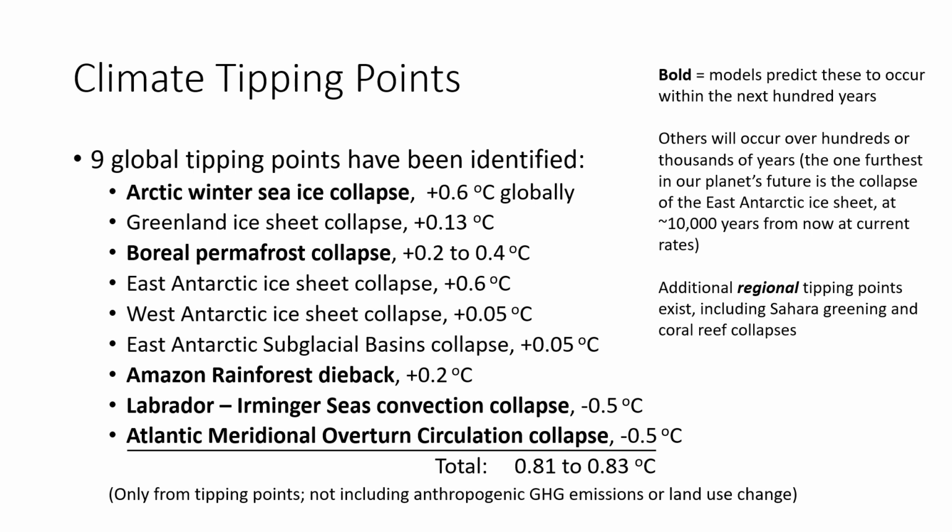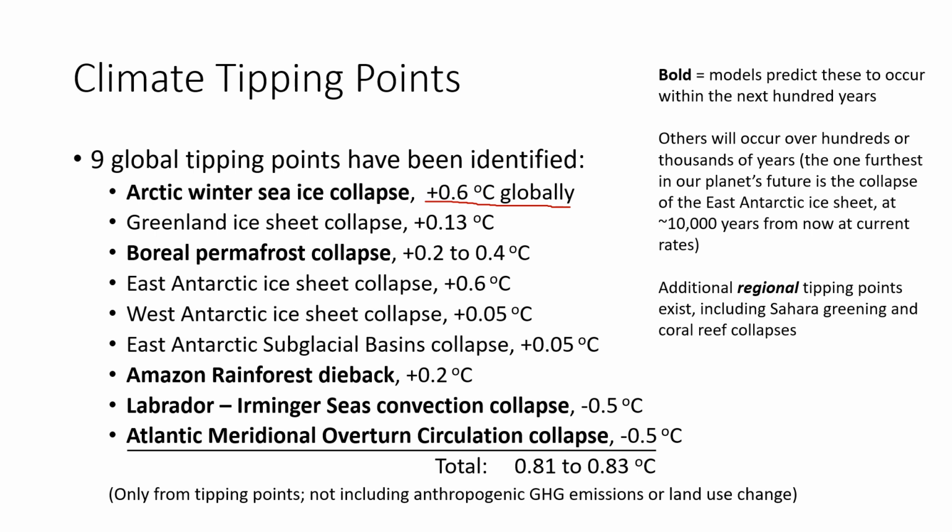So like the East Antarctic ice sheet, for example, the collapse of it might take 10,000 years for it to totally occur. It's going to take a lot of time for it to completely occur. Also, there's a lot of regional tipping points, and all of these tipping points have a temperature associated with them. Most of them adding to the global temperature, but some of them cooling the planet.